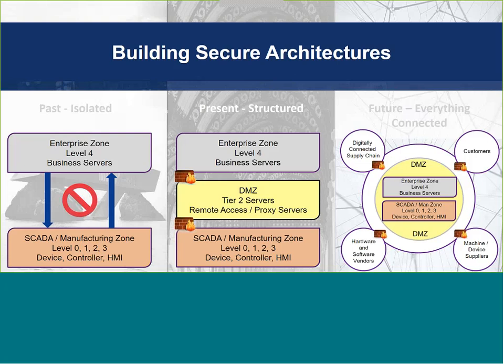Then if we look to the future, that's where everything's connected. We can see there that we've got the supply chain, hardware and software vendors, and then you've got your DMZ and the enterprise and SCADA zones in the middle of the diagram. Because everything is connected, that obviously brings risk with it. But if we are aware of those risks, then we can utilize people, process and technology to make sure that we're as secure as we can be.